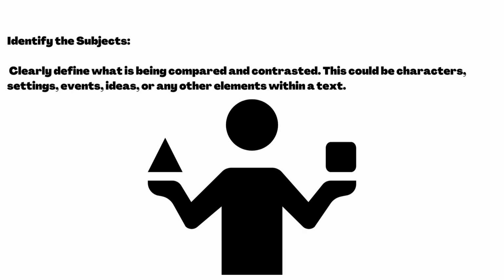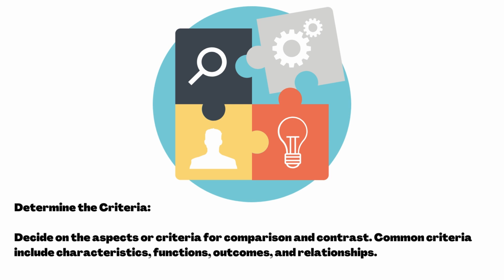Identify the subjects. Clearly define what is being compared and contrasted. This could be characters, settings, events, ideas, or any other elements within a text. Determine the criteria. Decide on the aspects or criteria for comparison and contrast. Common criteria include characteristics, functions, outcomes, and relationships.